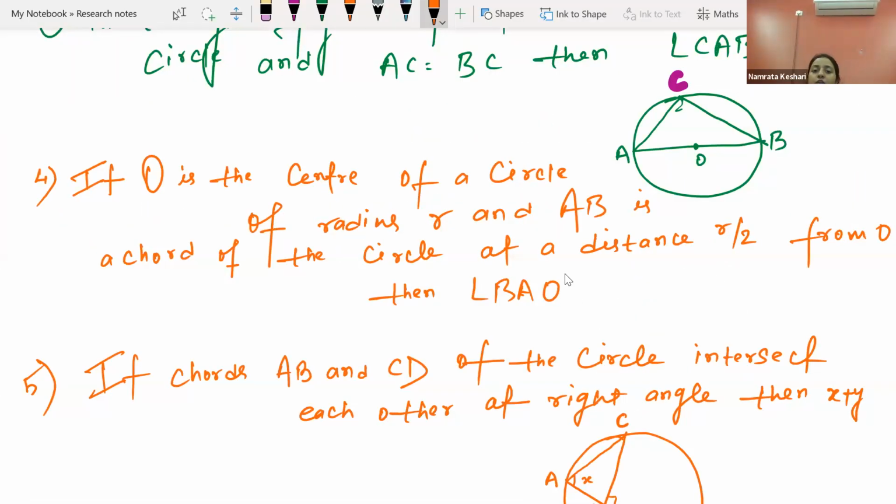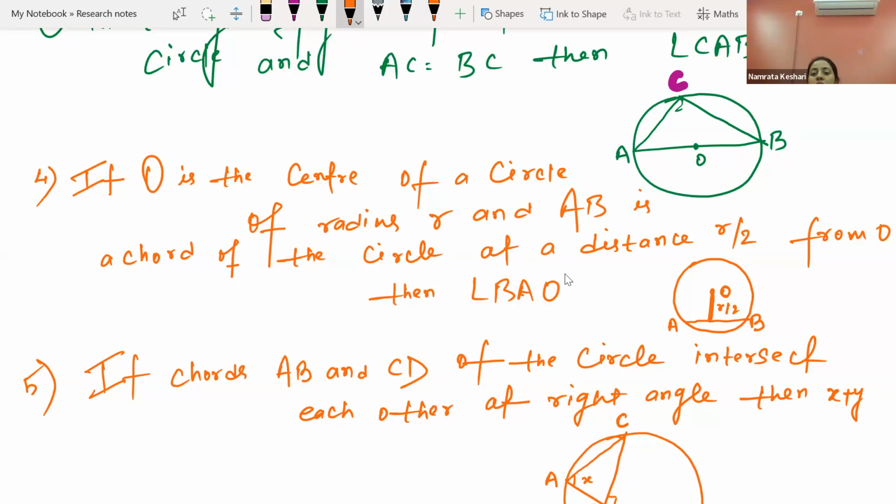So if O is the center of a circle, let's draw it. A circle we are having, and O is the center of this circle, of radius r, and AB is a chord. Anywhere we are drawing a chord AB. AB is a chord of a circle at a distance r by 2 from O. The distance of AB from O, that is r by 2. That means perpendicular distance. Are you getting it?